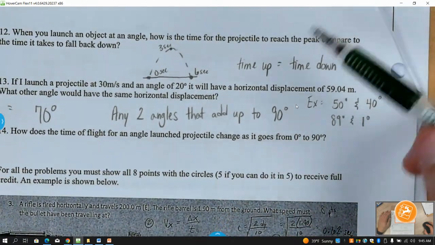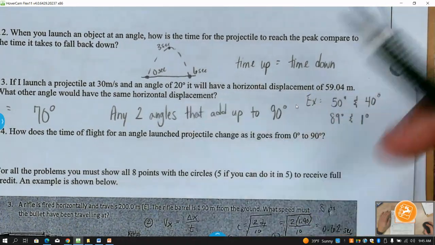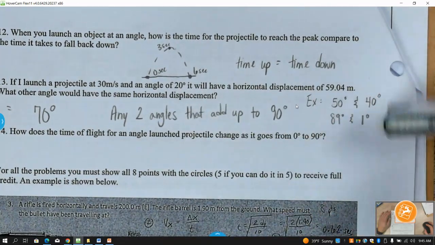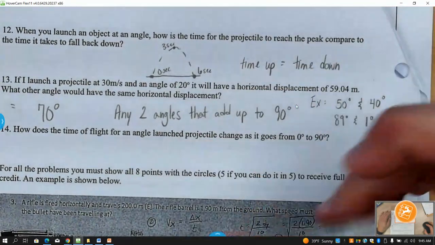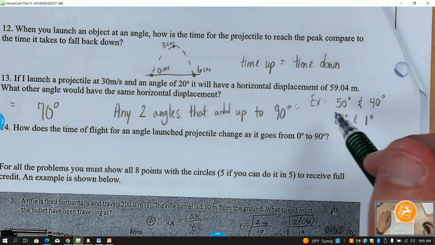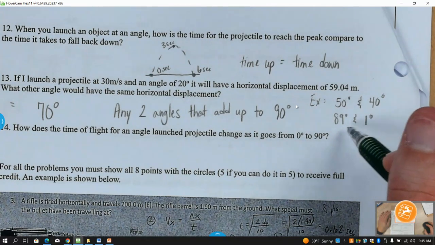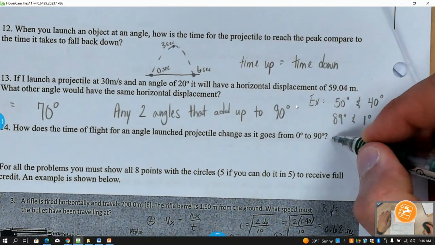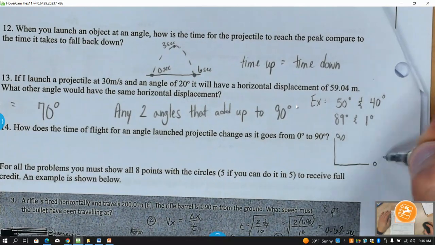Okay, so if I launch something at 89 degrees, which is almost like straight up, and then 1 degree, they're going to have the same horizontal displacement. But how does the time of flight get affected by that? Which one do you think is going to spend more time in the air? If I launch it at 89 degrees or at 1 degree? If this is 90 and this is 0.